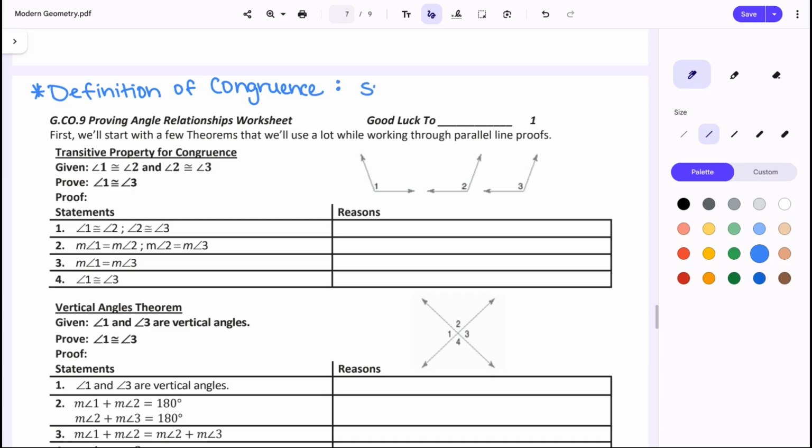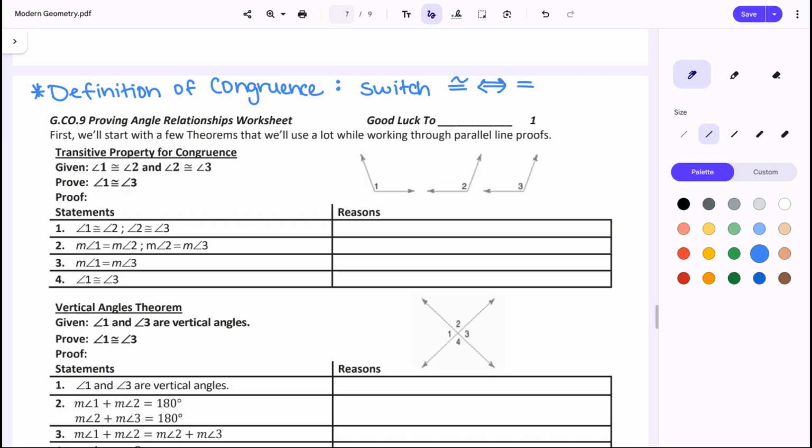But what definition of congruence says is that you can switch a congruent for an equal sign or vice versa. So I'm kind of drawing like an arrow in between them to try to symbolize you guys could have a congruent sign and switch that for an equal sign, or you could have an equal sign and switch it back to a congruent sign. We can do that at any point within our proofs if we feel like it's going to be helpful for us.